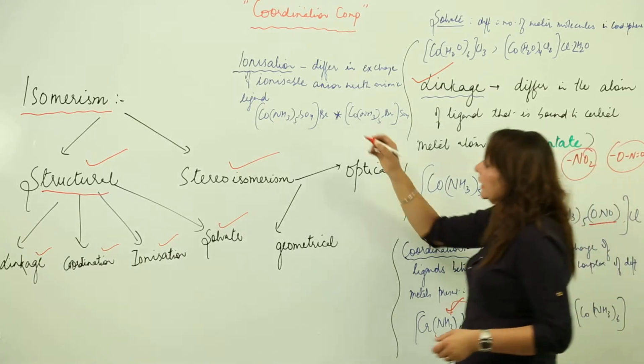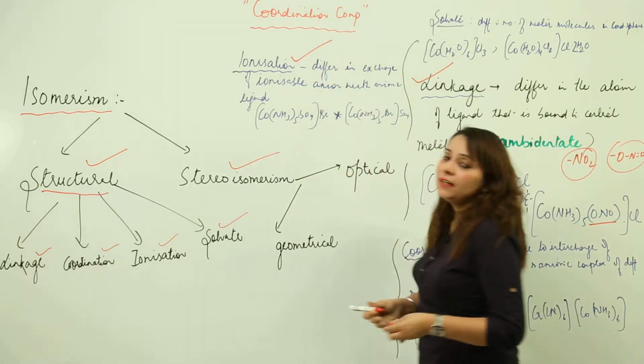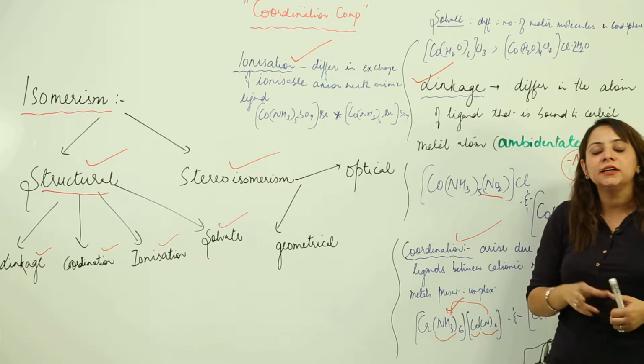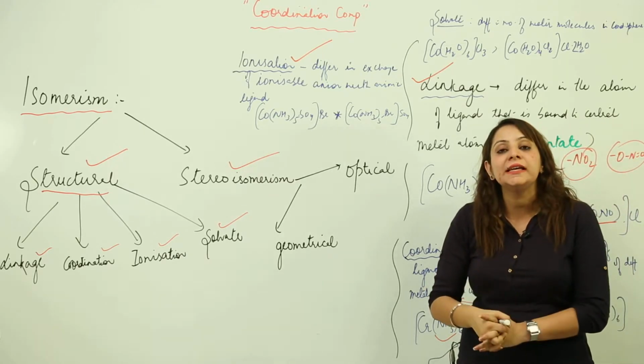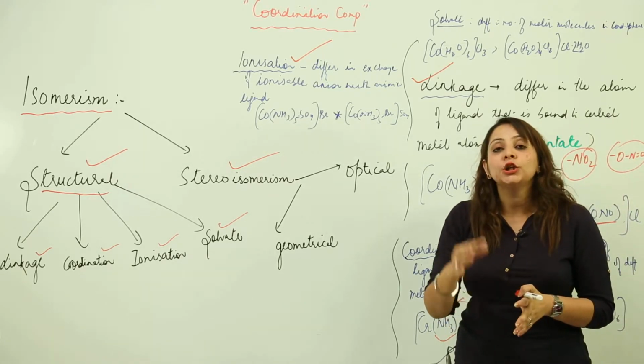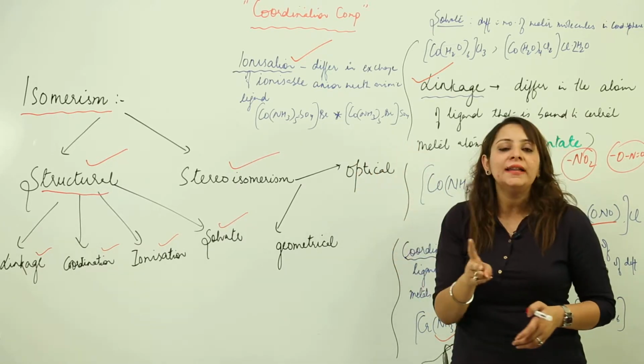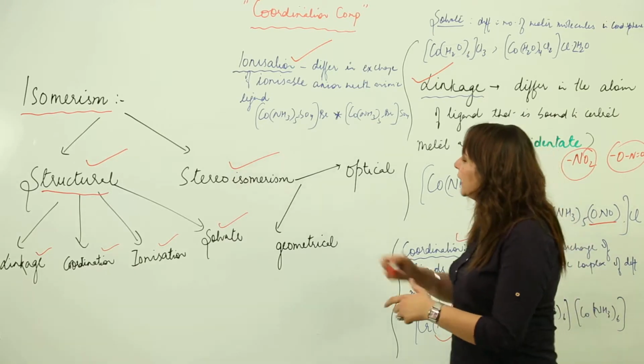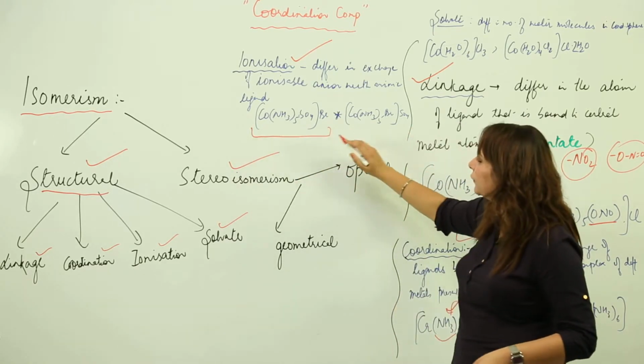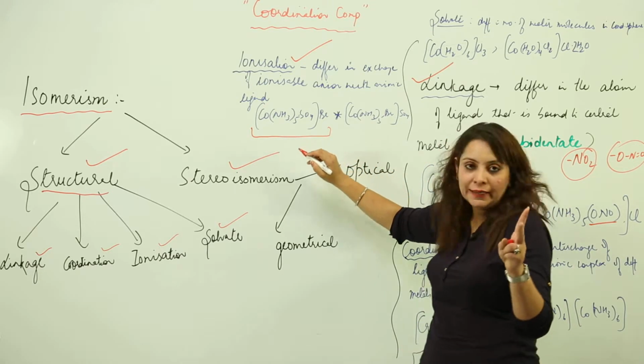Third we have ionization isomerism. Here the difference lies in the anion that is going to shuffle. Two anions particularly, one is ionizable and one is non-ionizable. As you can see, I have this kind of compound. Here it has two anions.